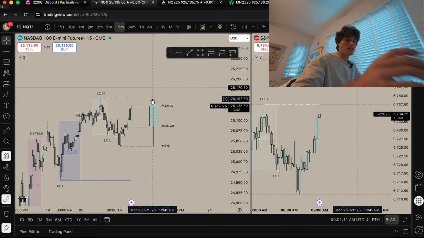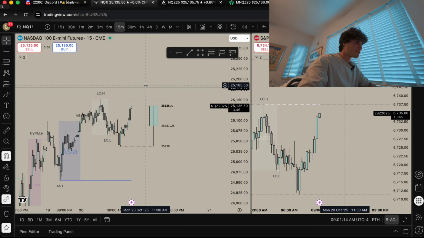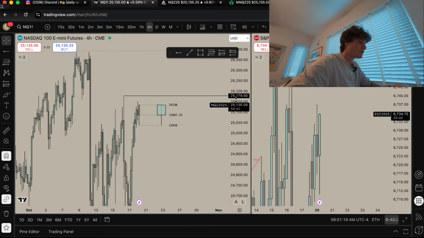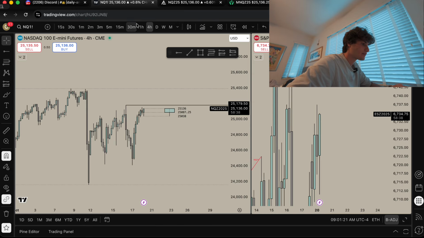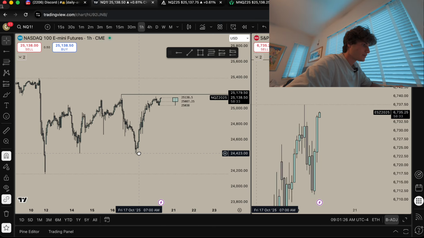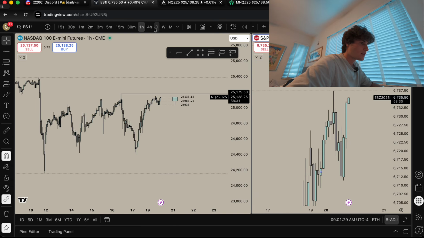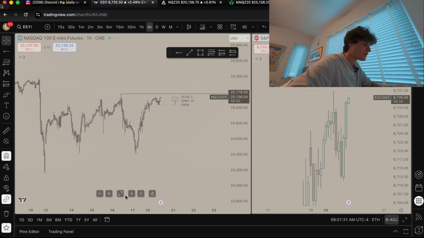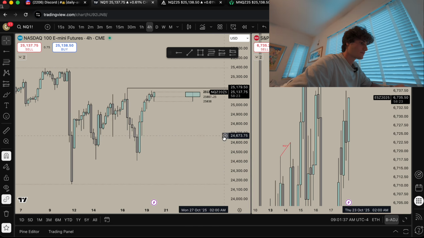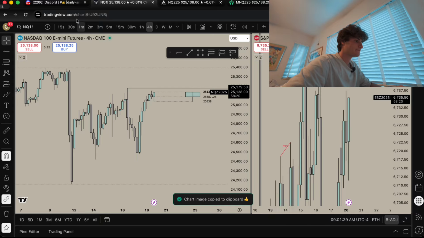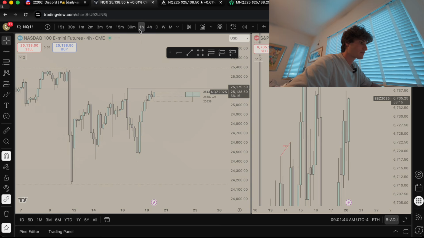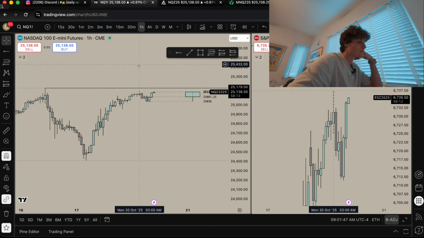Let's see. Okay. So let me just go ahead and send my analysis to the Discord. Let me zoom out. Let's just do it on the 4-hour. Actually, let's see. Screenshot that. Okay. Now, there's nothing really for me on the lower time frames just because it's Monday.